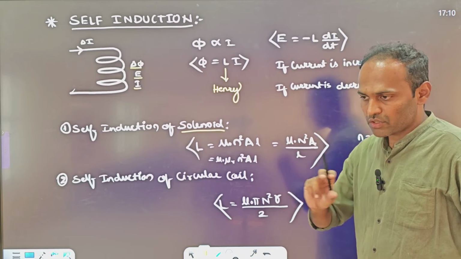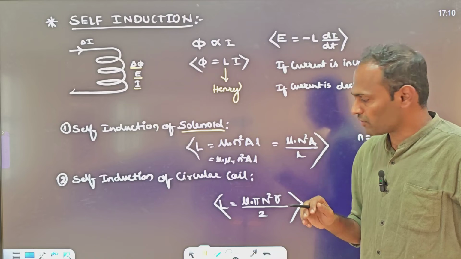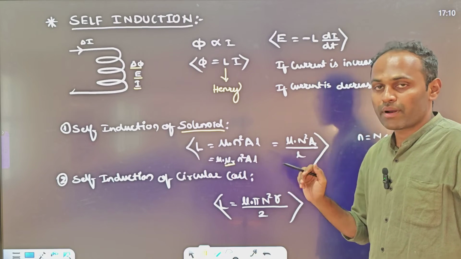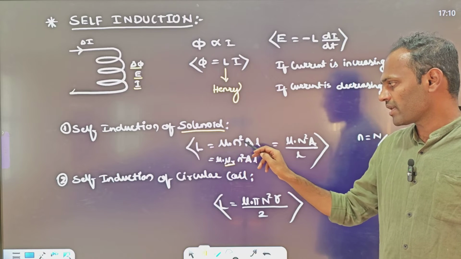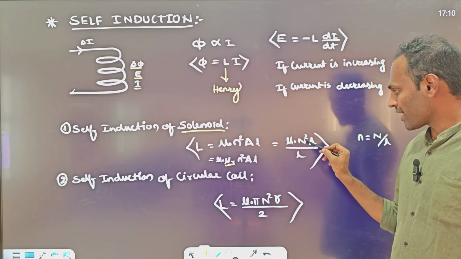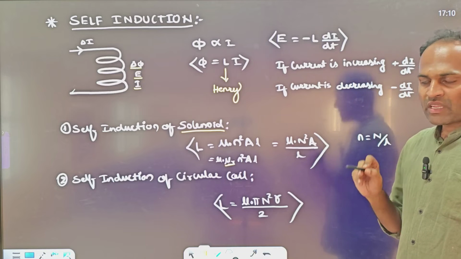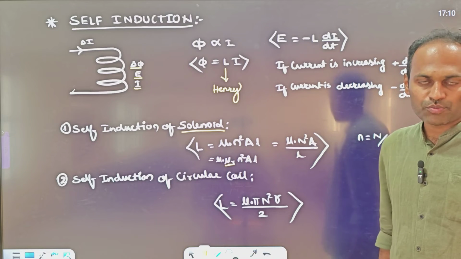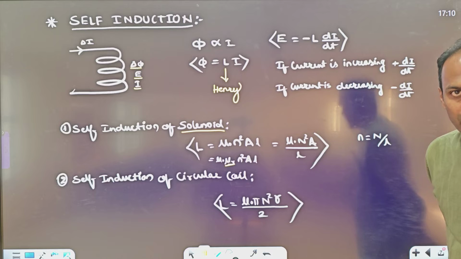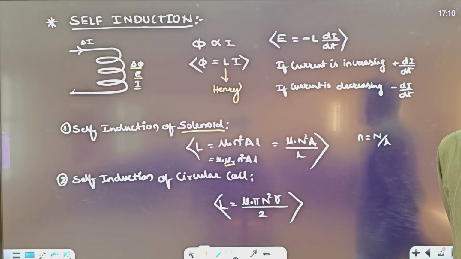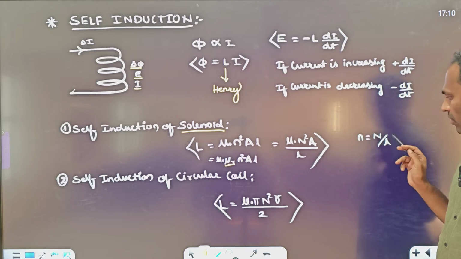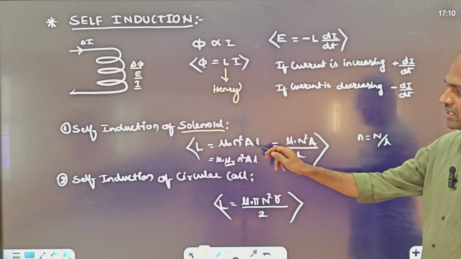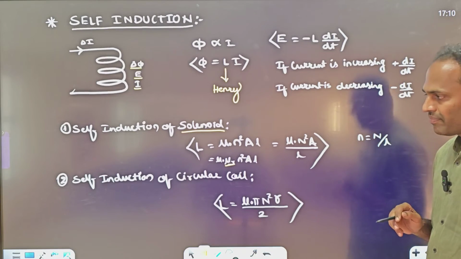That means if you substitute some material, like an iron rod, inside the solenoid, you have to multiply its relative permeability, correct? Okay, so L is equal to mu naught n square AL or mu naught capital N square A divided by L. What is the difference between small n and capital N? Small n is number of turns per unit length. Capital N is total number of turns in the coil, right? That is the difference. So small n is equal to capital N divided by L, number of turns per unit length. This is the equation of self-inductance of the solenoid.